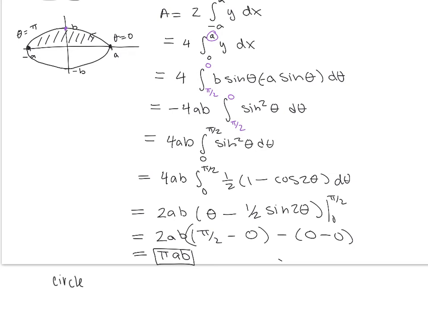A circle with radius r, its area is pi r squared. And the circle is the case when a is equal to b and they're both equal to r. And notice that when you plug r into that formula, you end up with pi r squared, like you're supposed to.